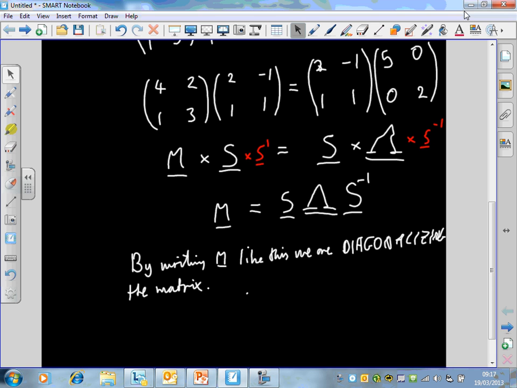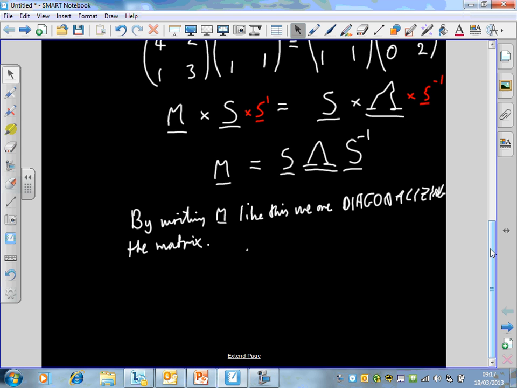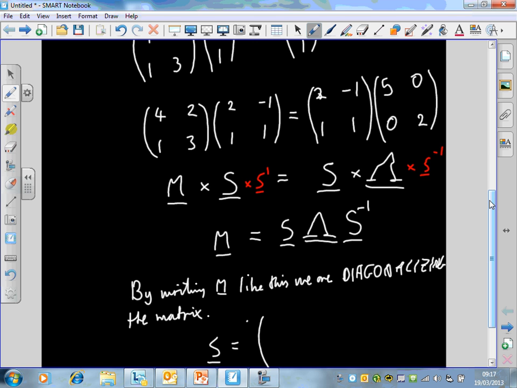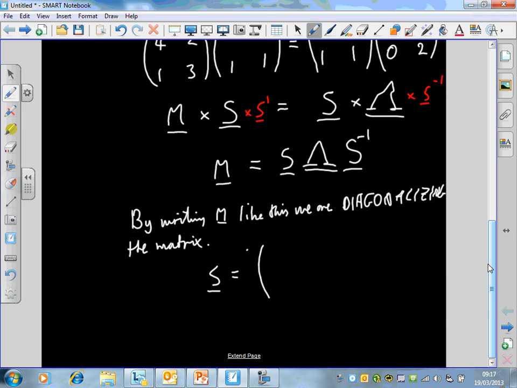So what we need to do now is to find the inverse of S. Now for 2 by 2s, this is quite straightforward. S is, what did we make S to be? S is this matrix here, formed by the columns of the eigenvectors. Now the order does matter here. My first eigenvalue, 5, means that my first column should be the eigenvector corresponding to 5. Otherwise you get it all completely wrong.